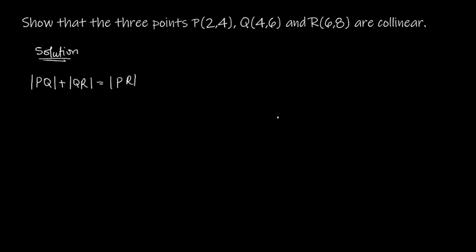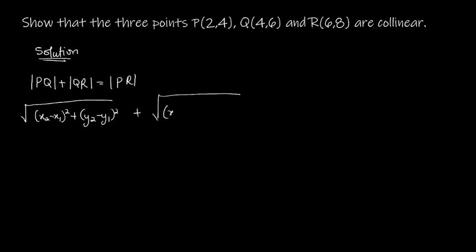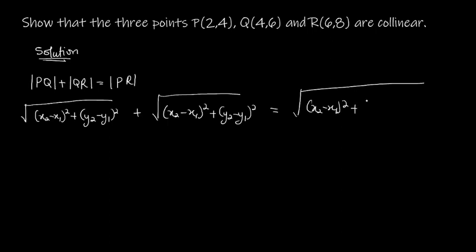Alright, so I'm going to do this straightforward. The distance PQ will be equal to the root of (x2 minus x1) squared plus (y2 minus y1) squared, then plus the root of the same thing, (x2 minus x1) squared plus (y2 minus y1) squared, to be equal to the root of (x2 minus x1) squared plus (y2 minus y1) squared.